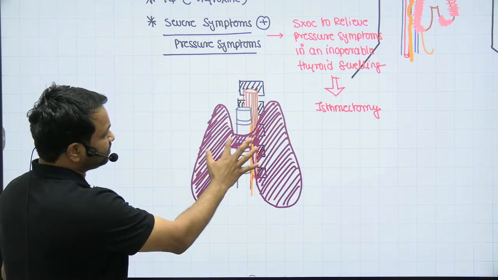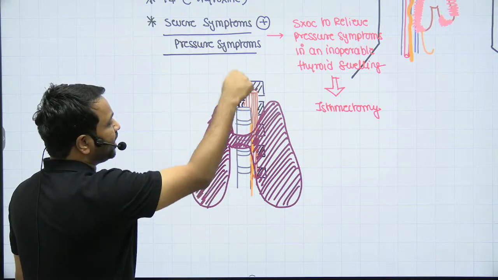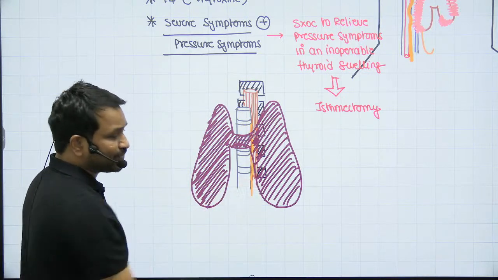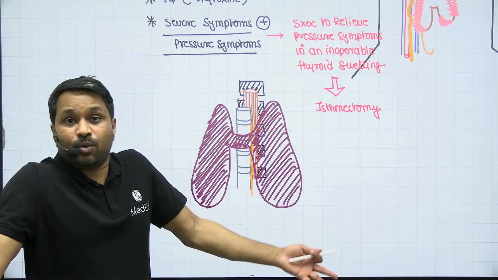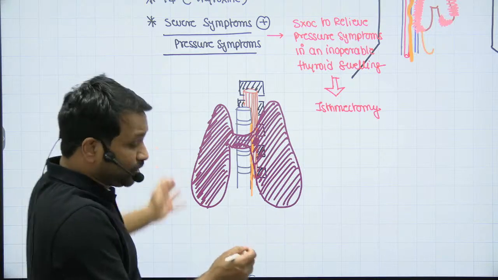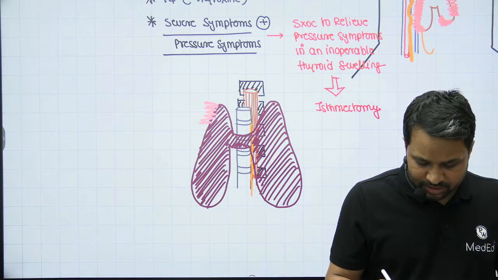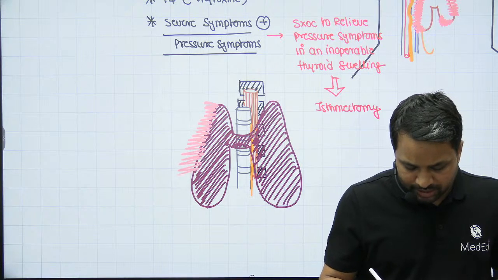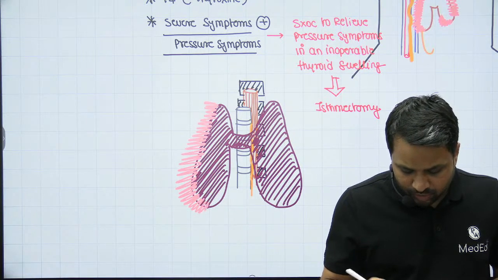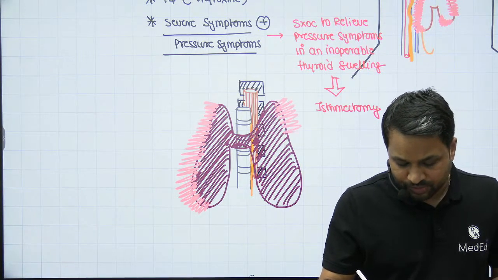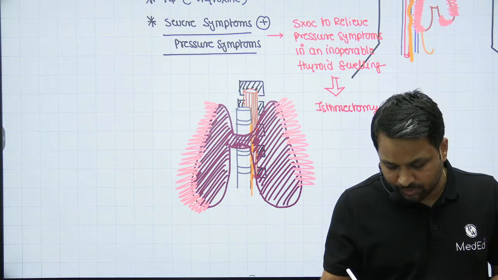That pressure symptom is because of the isthmus exerting pressure on the trachea, as well as on the esophagus and on the recurrent laryngeal nerve. What will you do? I cannot operate because, as I told you, there's a lot of periglandular fibrosis due to the inflammation. So if I go and try to remove the gland, I will only cause more damage and more injury.